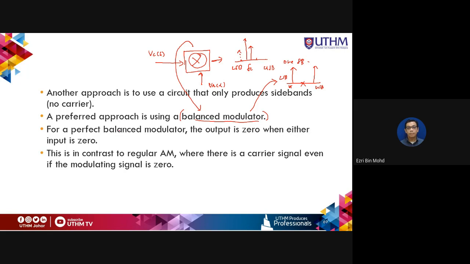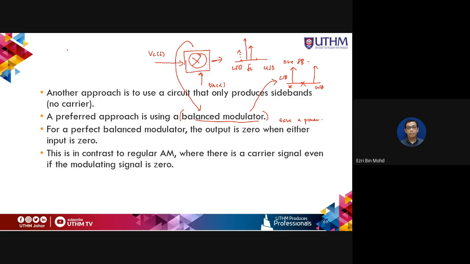For the perfect balanced modulator, the output is zero when either input is zero. It means that if there is no VMT, the output of the balanced modulator is also zero. If there is a carrier VCT but no VM, the output is also zero. So it can save power, and we understood this from the previous lecture.